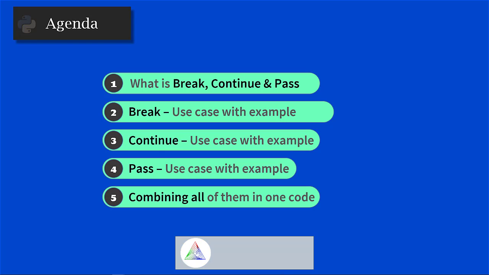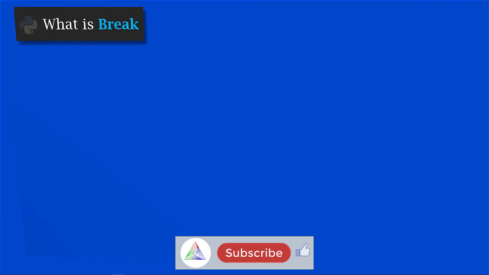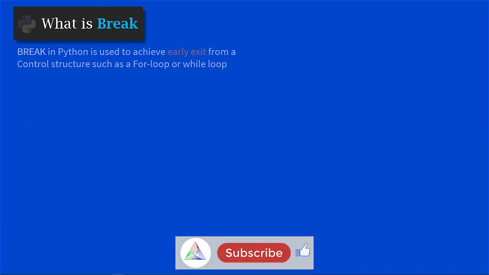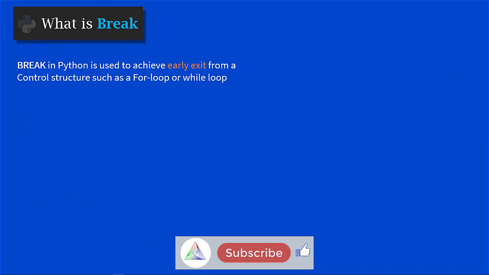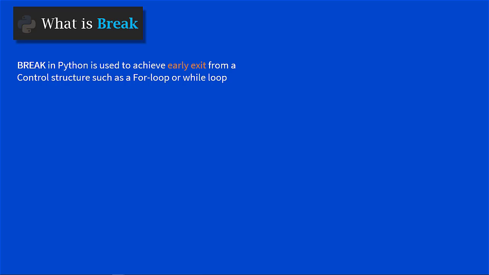Let's get started. So we'll start with break. What is break actually? Break in Python is used to achieve early exit from a control structure such as for loop or while loop. So these are the control structures, for loop and while loop, and break will help us to exit early rather than iterating through each element in the sequence. If you want to exit from a loop before even continuing till the last element when you meet a certain condition, in that case you can use the break statement.